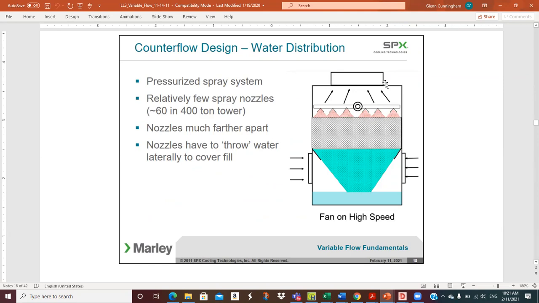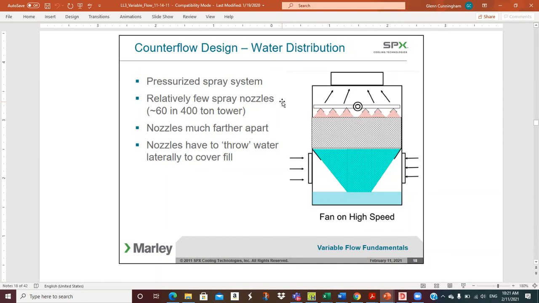Okay, counterflow design has a fundamentally different distribution. What we have here is the pump pumps into a header, and then it's a pressurized spray system. So we have fewer nozzles, and it's the pump head, the pump pressure, that forces the water out into the proper distribution pattern so that it falls down across the fill. We have a lot fewer nozzles, and they spray over a larger area.